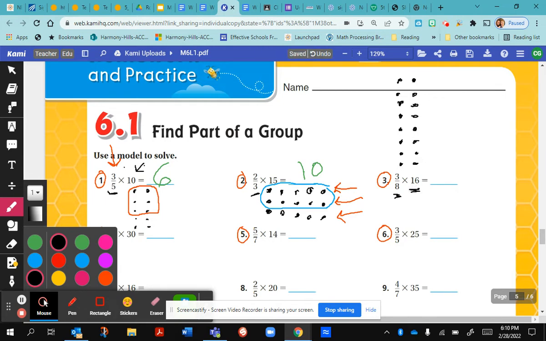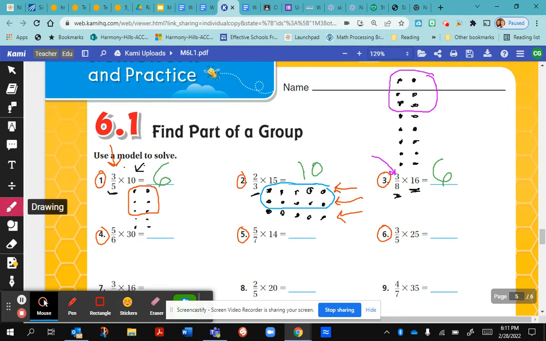Now, with my 3/8, my numerator then tells me how many groups I'm going to have out of the 8. So here I'm going to represent 3 groups. So it's 1, 2, 3. So this represents 3 groups of the 8. And how many are in each group? Absolutely. So it's going to be 6. So 3/8 of 16, or times 16, equals 6.